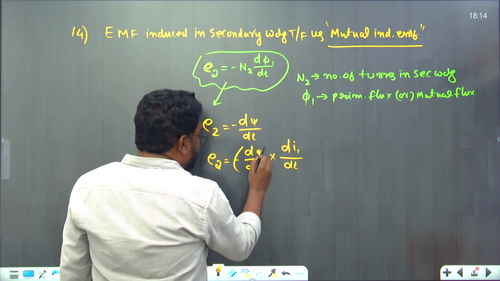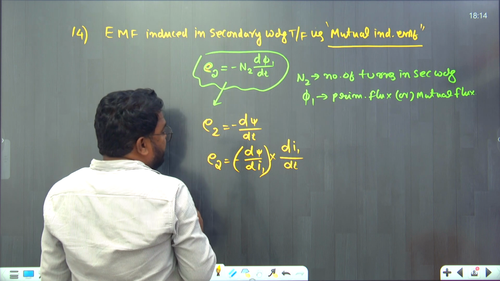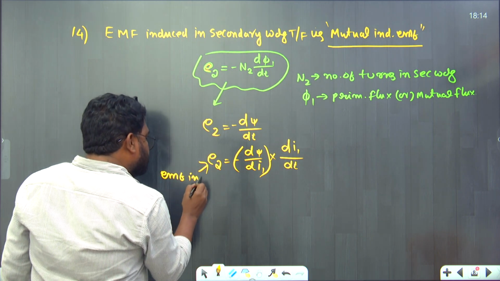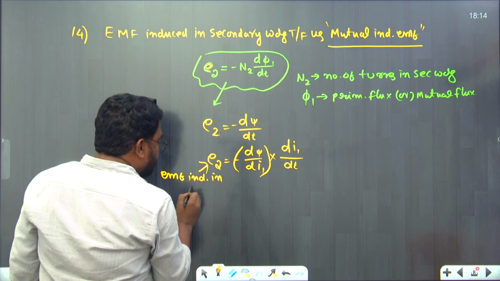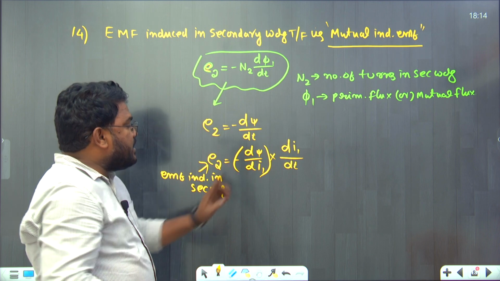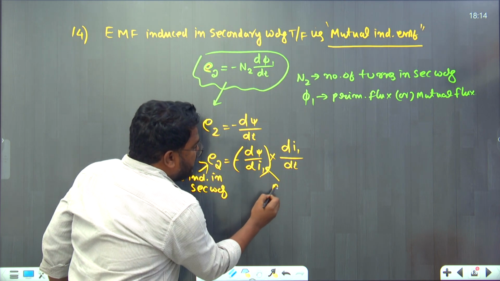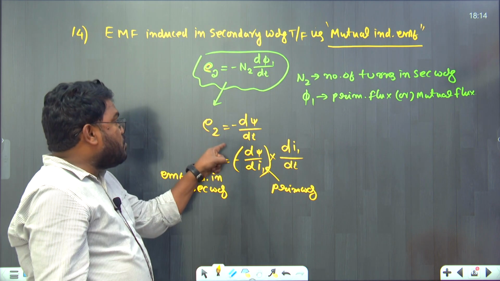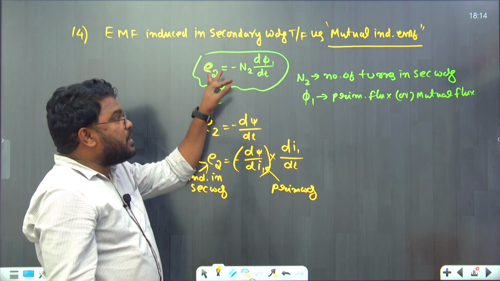This is the current in the primary winding. This is the EMF induced in the secondary winding of the transformer, but this current is the primary current of the transformer, the current that flows in the primary winding. So how do we define this secondary mutual induced EMF?